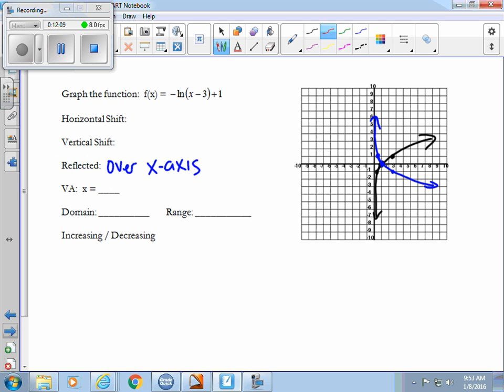Now I can horizontal shift and vertical shift. Which way am I horizontally shifted? Right 3 and up 1. I'm going to do those in one step, but when I move right 3, what am I also going to pick up and move besides the vertical asymptote? So I'm going to pick that up and move it. I'm going to pick the blue graph up and move it right 3 and up 1. So the red graph is my final graph.